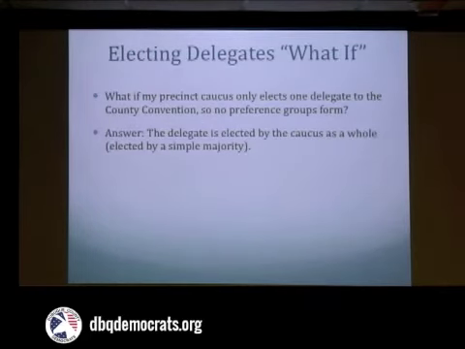So here's another what if. It doesn't apply to anyone in this room, but we'll still go through it. What if your precinct caucus only elects 1 delegate to the county convention, so no preference group forms? That would mean that delegate is just elected by the caucus as a whole, by a simple majority.